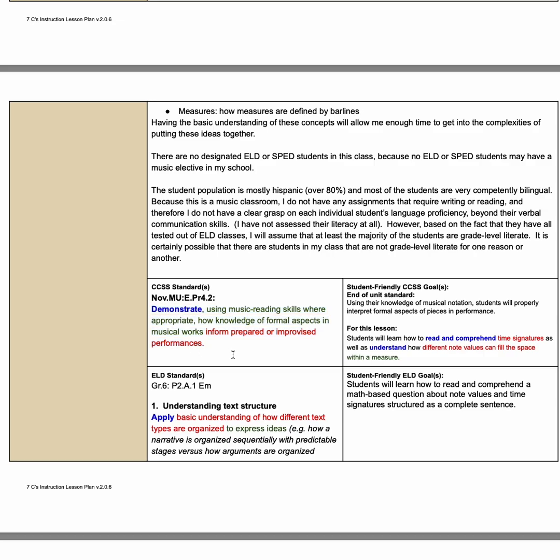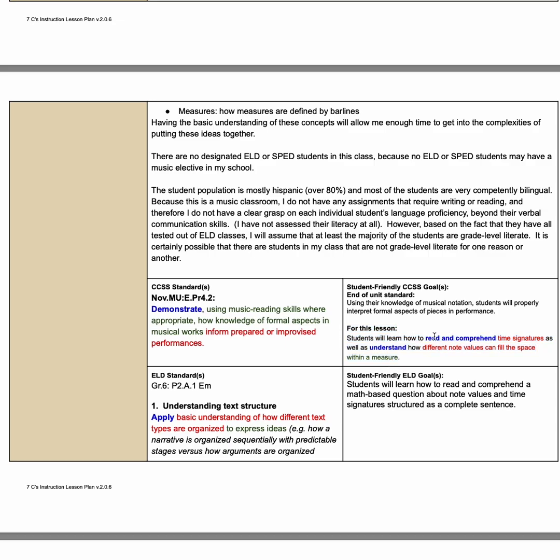So, this is a very complicated standard, so we're just going to be tackling the music reading skills portion of this. Because in order to complete the standard, students must read music. So we'll assume that by the end of the unit, this is what students will accomplish. But for this day's lesson, this is the student-friendly content standard goal. Students will learn how to read and comprehend time signatures, as well as understand how different note values can fill the space within a measure.